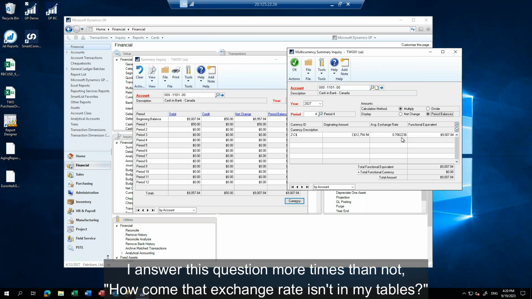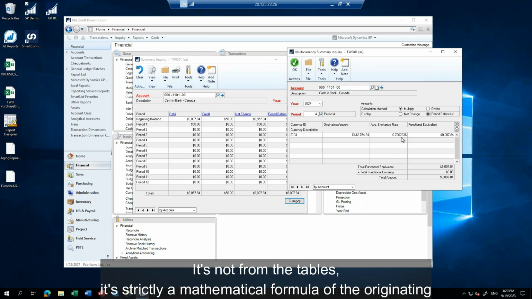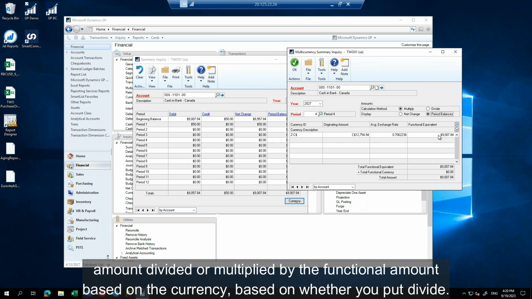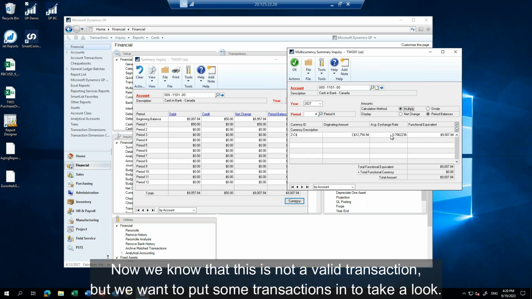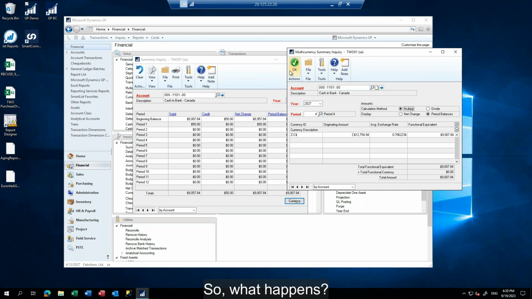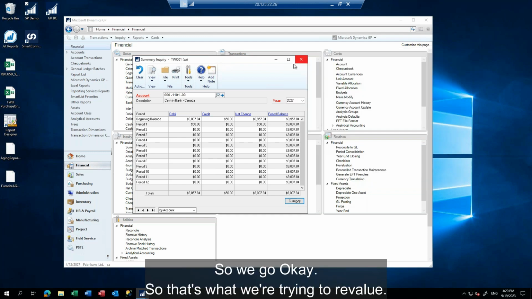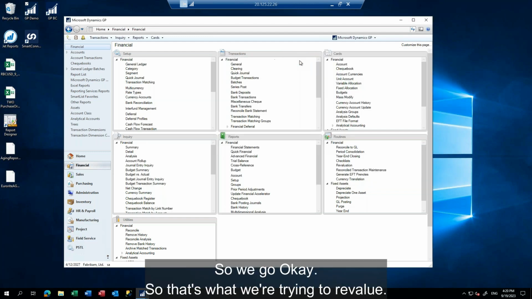There is no entry in my system worth that exchange rate. I answer this question more times than not: how come that exchange rate isn't in my tables? It's not from the tables. It's strictly a mathematical formula of the originating amount divided or multiplied by the functional amount, based on whether you put divide. If I put in divide, it changes it to 1.4. Now we know that this is not a valid transaction, but we want to put some transactions in to take a look. So that's what we're trying to revalue.